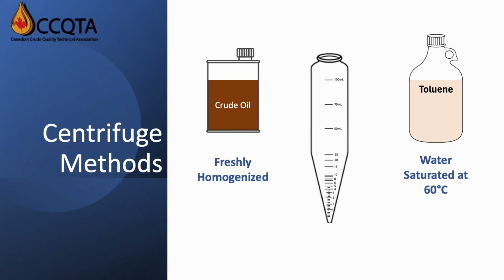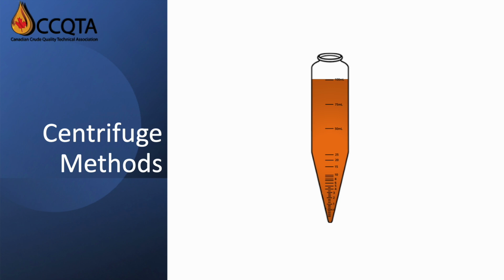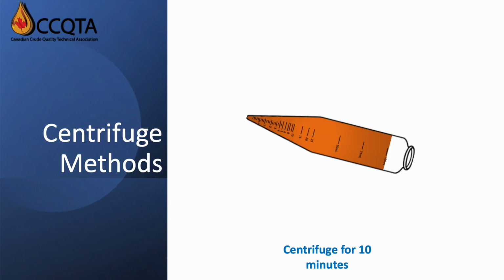The basics of the method is that 50 ml of freshly homogenized sample and 50 ml of water-saturated toluene are added to a centrifuge tube with a couple of drops of demulsifier. Then the tube is stoppered and the mixture is inverted 10 times to mix. Two identical tubes are prepared at the same time, as a duplicate sample to balance the centrifuge as well as for results comparison. The mixture is heated to 60 degrees for 15 minutes. Then the tube is centrifuged at 60 degrees for 10 minutes.